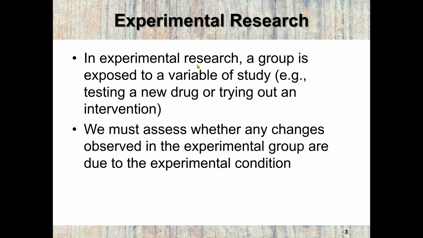It is good if you want to know the cause and effect, what variable causes the outcome, not association. Also, we must assess whether any changes observed in the experimental group are due to the experimental condition. So this is where the concept of the confounding variable comes in. To make it short, a confounding variable is a variable that may have an association with the outcome, but is not the cause of it.